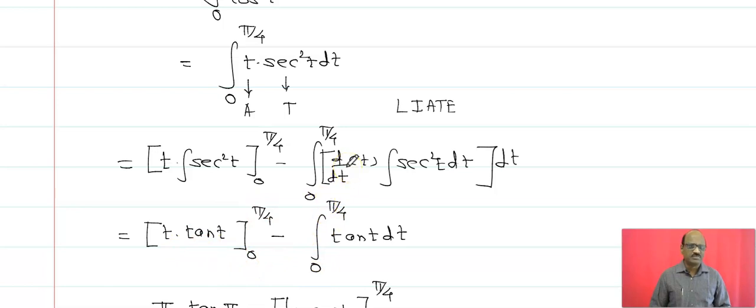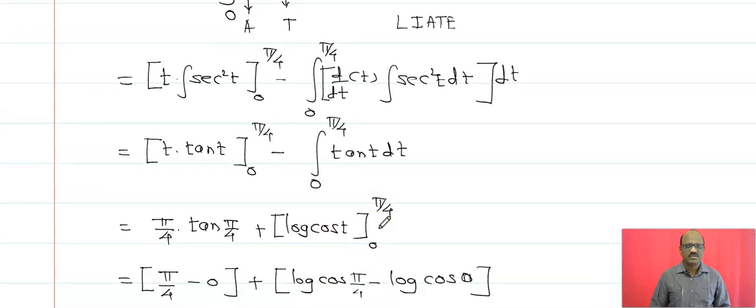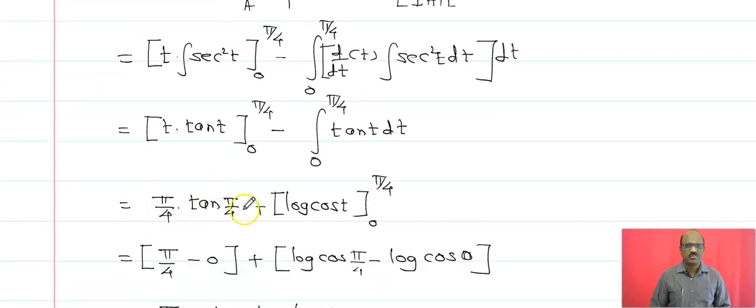Then t tan t from 0 to pi by 4 minus the integral from 0 to pi by 4 of tan t dt, since the derivative of t is 1 and the integral of sec square t is tan t. And what is the integral of tan t? Here is the minus sign, therefore its integral is log of cos t. The lower limit is 0 and the upper limit is pi by 4, so we get pi by 4 tan of pi by 4. The value of tan of pi by 4 is 1, so this part gives pi by 4.